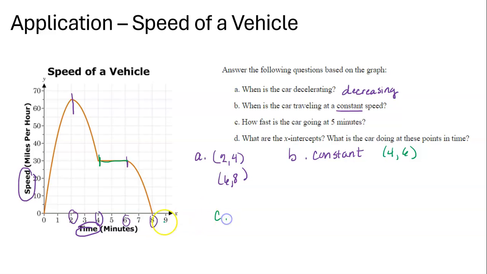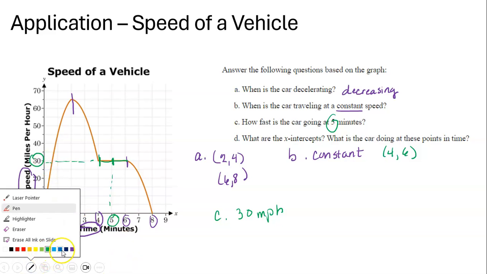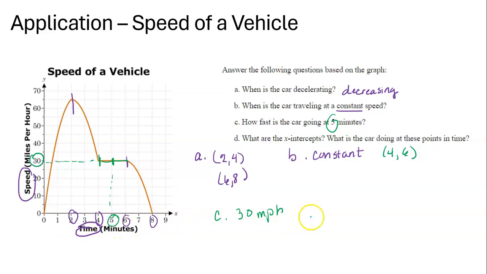Okay. C, it says, how fast is the car going at 5 minutes? So at 5 minutes, I go up to here, and it is going 30 miles per hour. Come up to here, read across here. And then lastly, D, what are the x-intercepts? So we have an x-intercept here, and we have one here. So we have an x-intercept at 0, 0, and we have an x-intercept at 8, 0. And that's when the car is stopped. It is not going anywhere.